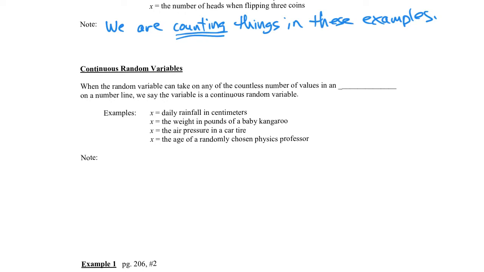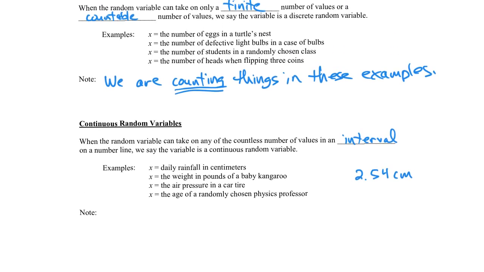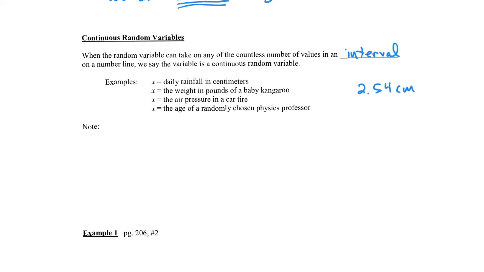So when the random variable can take on any of the countless number of values in an interval on a number line, we say the variable is a continuous random variable. So daily rainfall in centimeters. Now, unlike the number of turtle eggs in a nest, we could get something like 2.54 centimeters, right? Or we could get something like 3.01794 centimeters. Could get 5 centimeters, 5.0 centimeters.